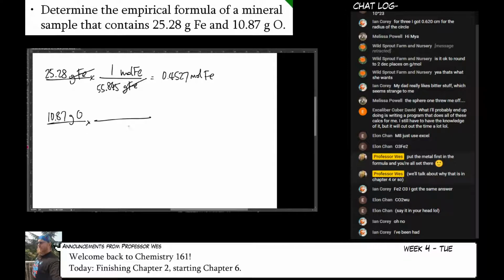Okay. We'll do the same thing down here for oxygen. And that's 15.999. And I get 0.6794. Okay. So we'll make our formula. Iron 0.4527, oxygen 0.6794.